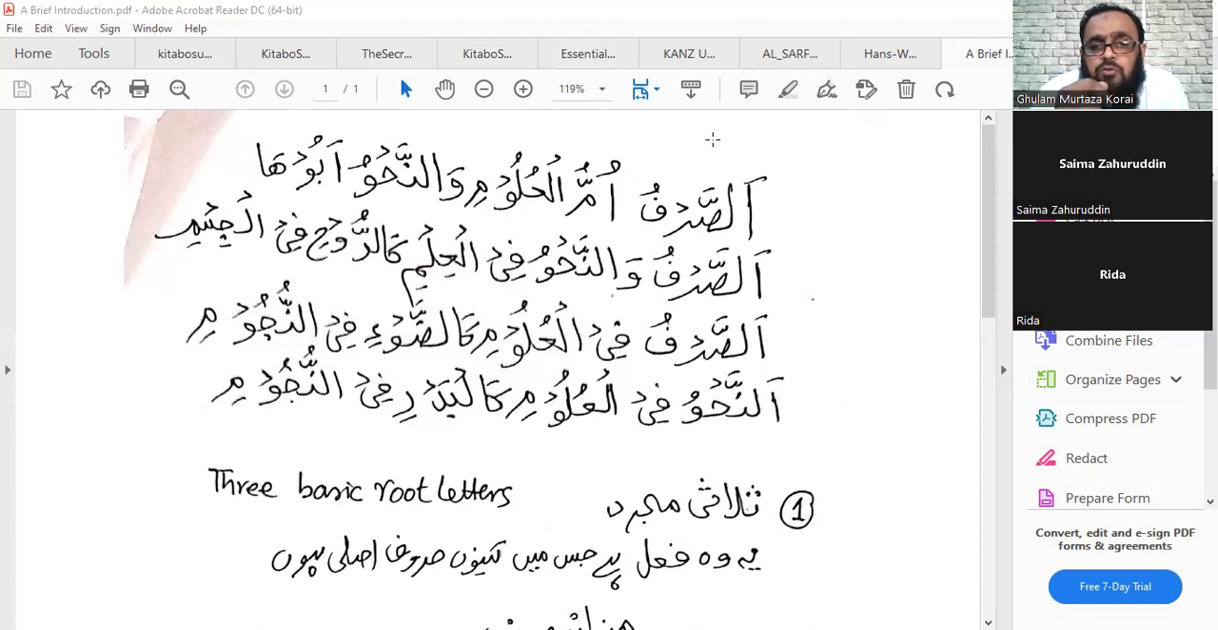Then I told you about the mazi ma'lum, that is active voice. We'll discuss that also in detail. What is the difference between ma'lum and majhul? Al-fi'lu al-mazi al-ma'lum, al-fi'lu al-mazi al-majhul, al-fi'lu al-muzari' al-ma'lum, al-fi'lu al-muzari' al-majhul.